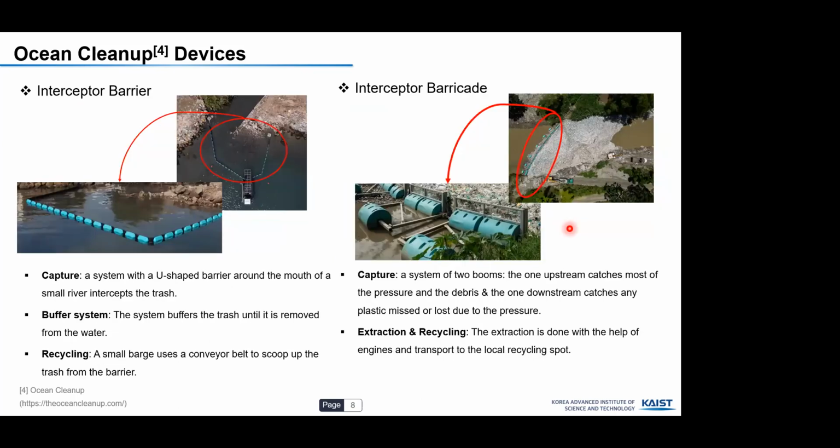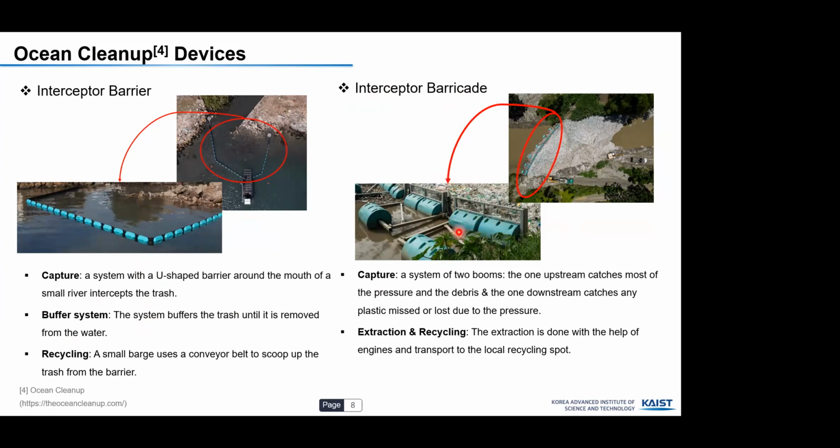And the last one is the simplest one, the interceptor barrier, or interceptor barricade. This is a system with a U-shaped barrier around the mouth of a small river to intercept the trash, so you need to remove the trash from the water. And this one is kind of particular because it's for high pressure flow.